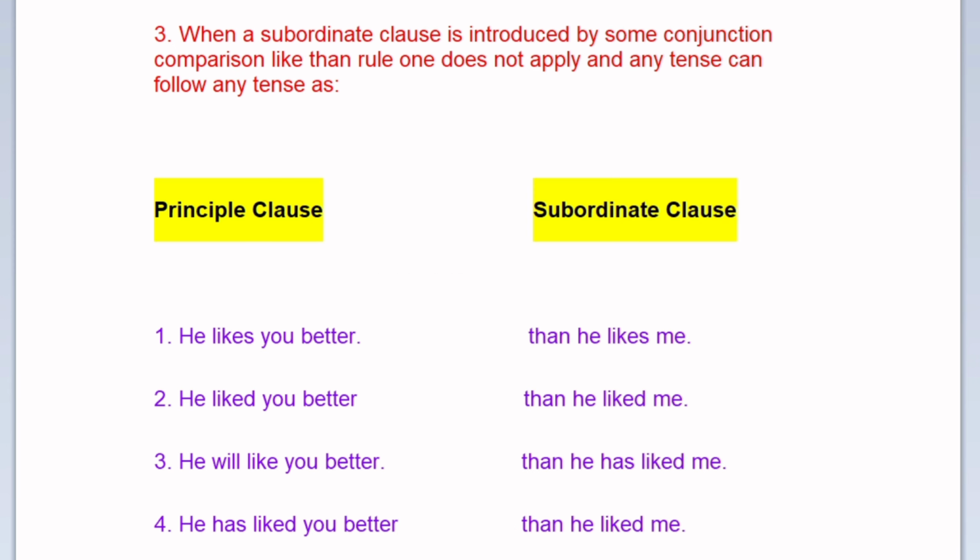When a subordinate clause is introduced by a conjunction of comparison like than, Rule 1 does not apply, and any tense can follow any tense. As, he likes you better, which is, of course, a principal clause. Subordinate clause, than he likes me. He liked you better than he liked me.